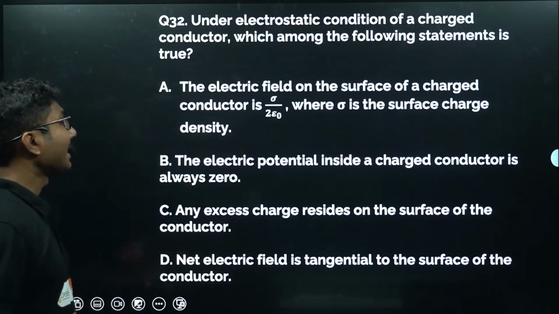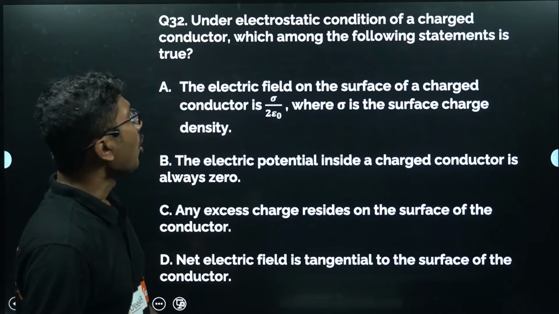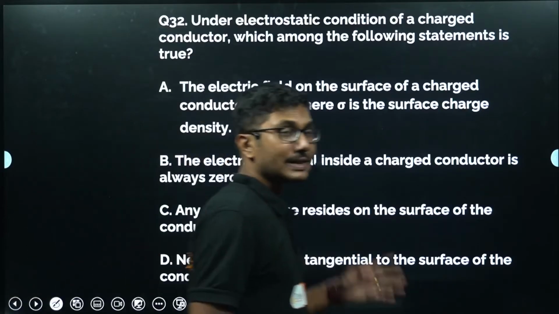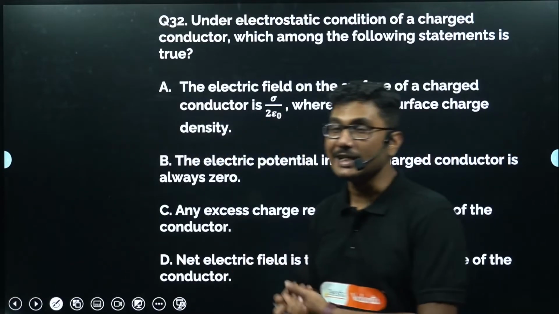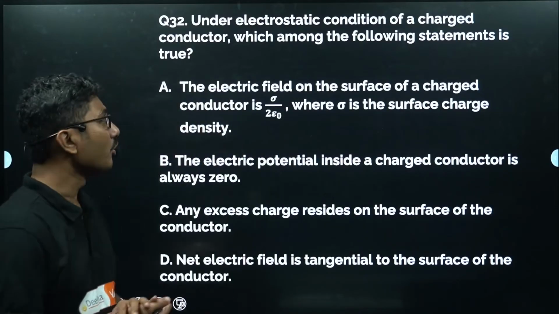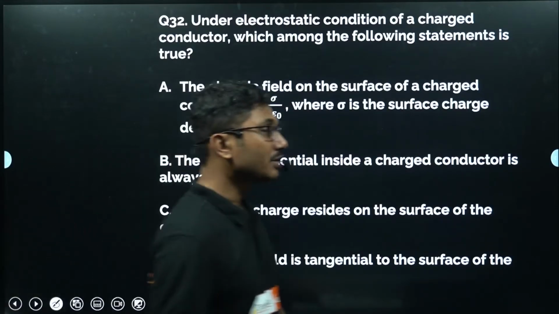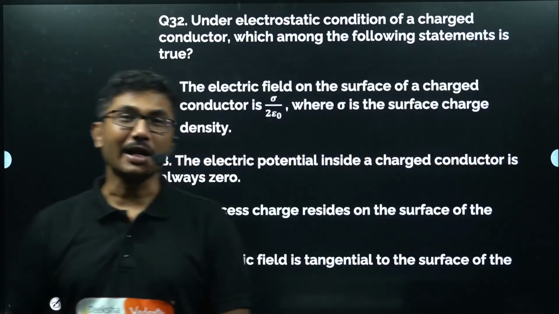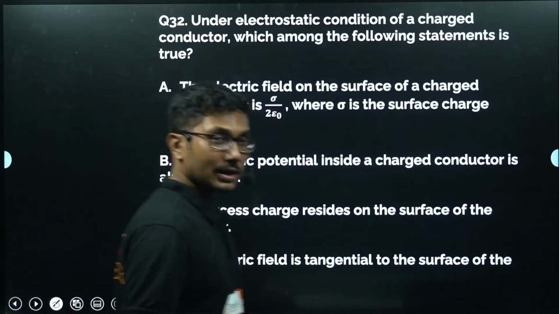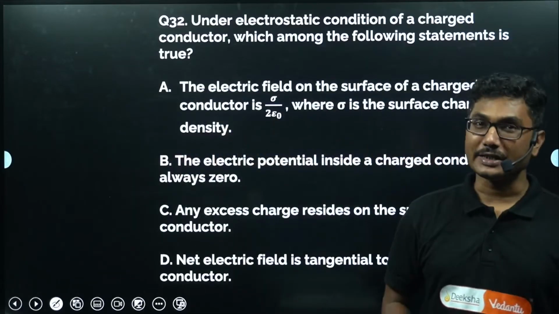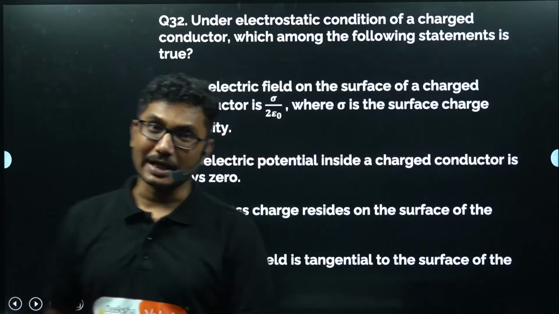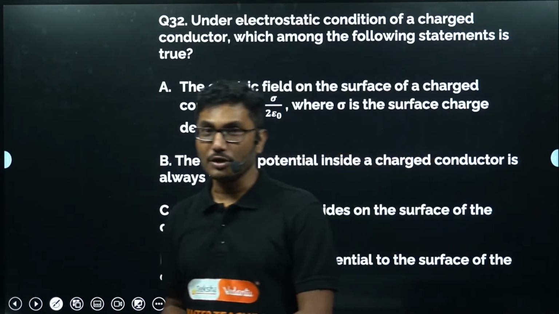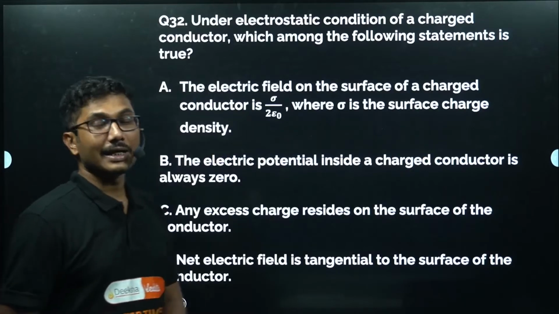Now, under electrostatic condition of a charged conductor, which among the following statements is true? This type of question is very common in KCET. I am going to discuss what strategy you should follow while answering this type of question. First, you have to check each and every statement and cross them out if they are incorrect. There is no other strategy. Sometimes you may be confused between two given options, but you have to be clear in your mind whether this is incorrect or this is correct.